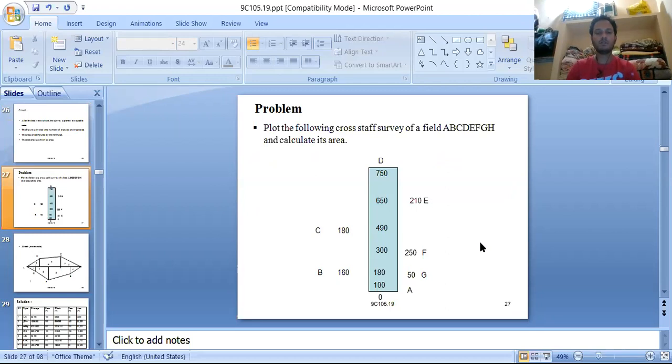We'll solve one problem related to cross-staff survey so that we have a better understanding. Plot the following cross-staff survey of a field A, B, C, D, E, F, G, H and calculate its area. Here we need to understand the diagram and plot it. Then we have to divide it into a number of triangles and trapezoids. Then we have to calculate the areas individually. After that, adding all the areas will give the total area.